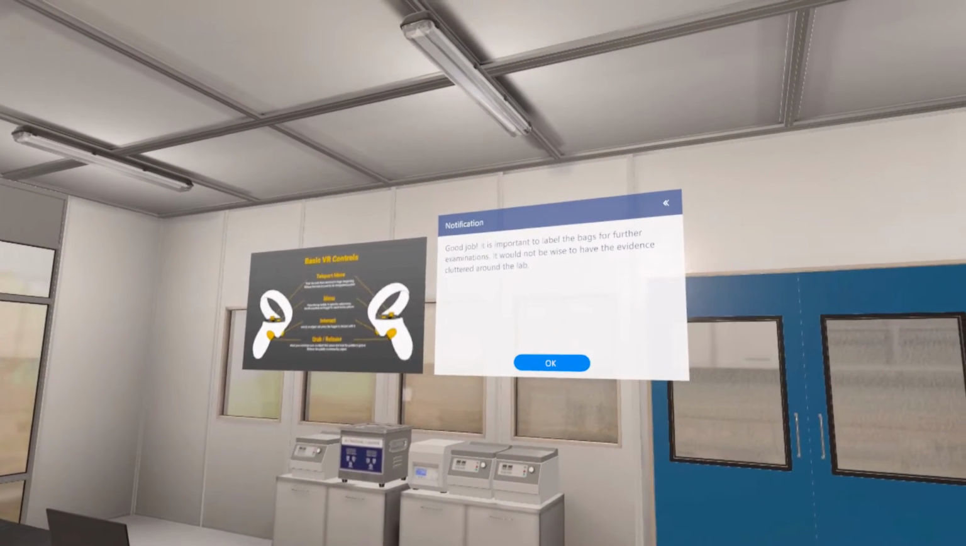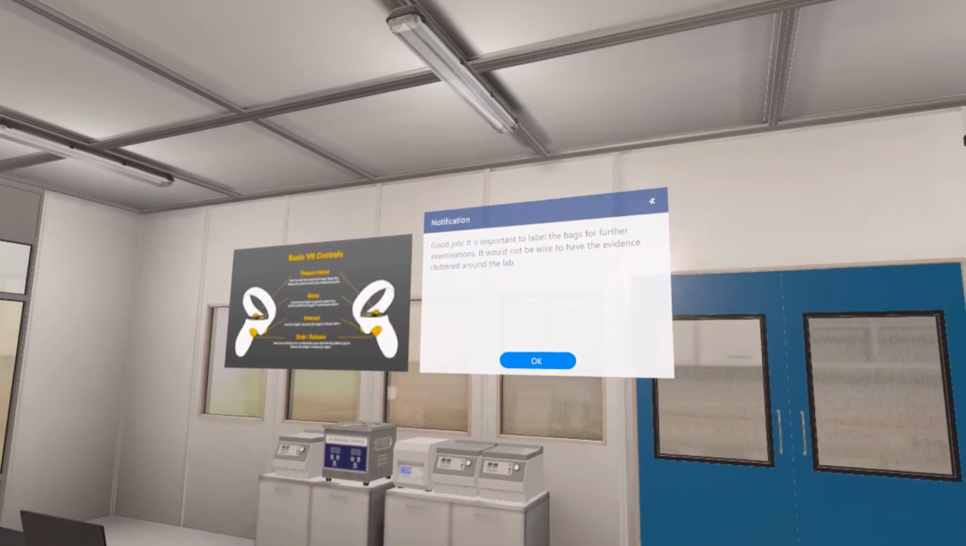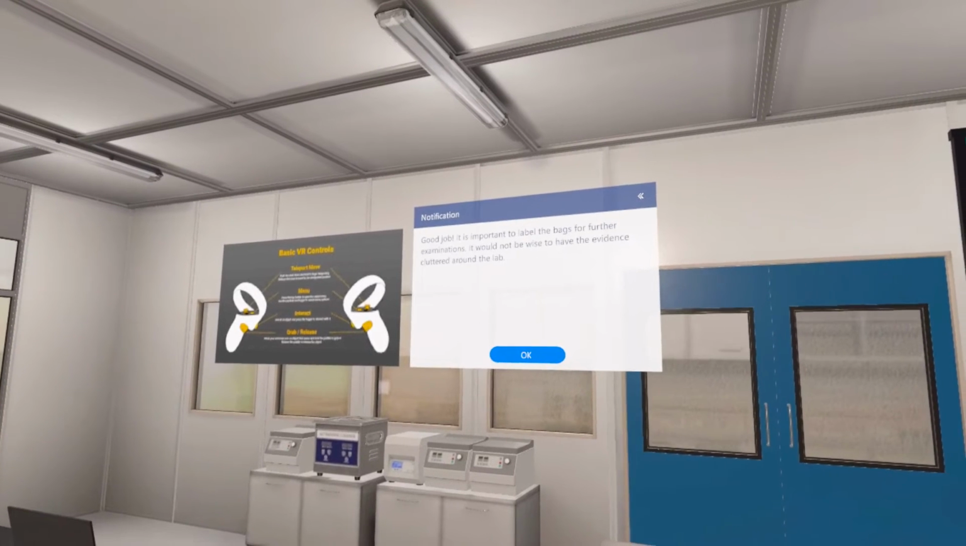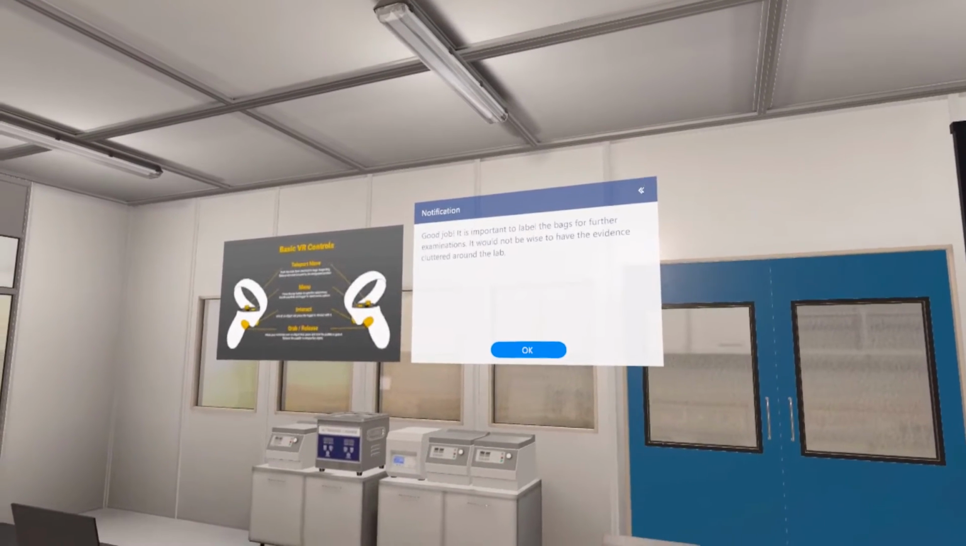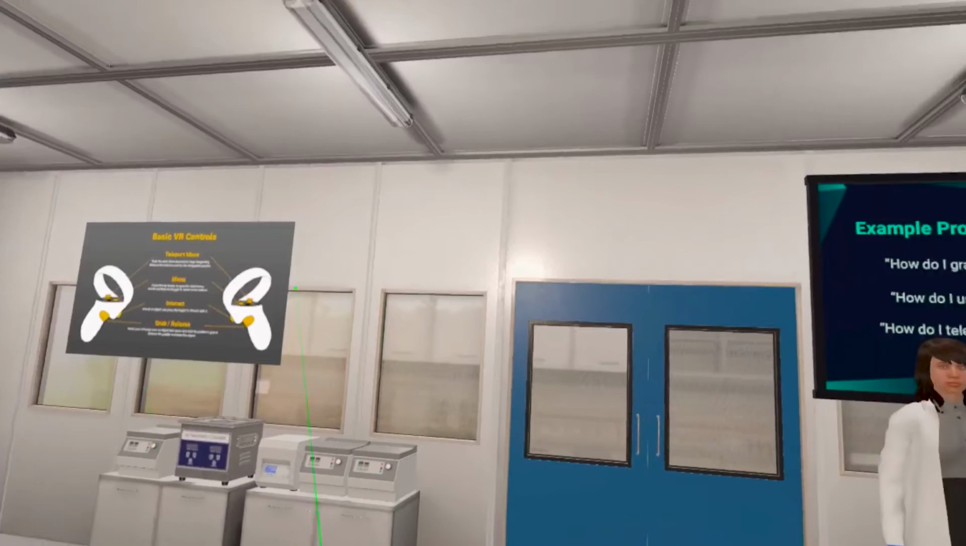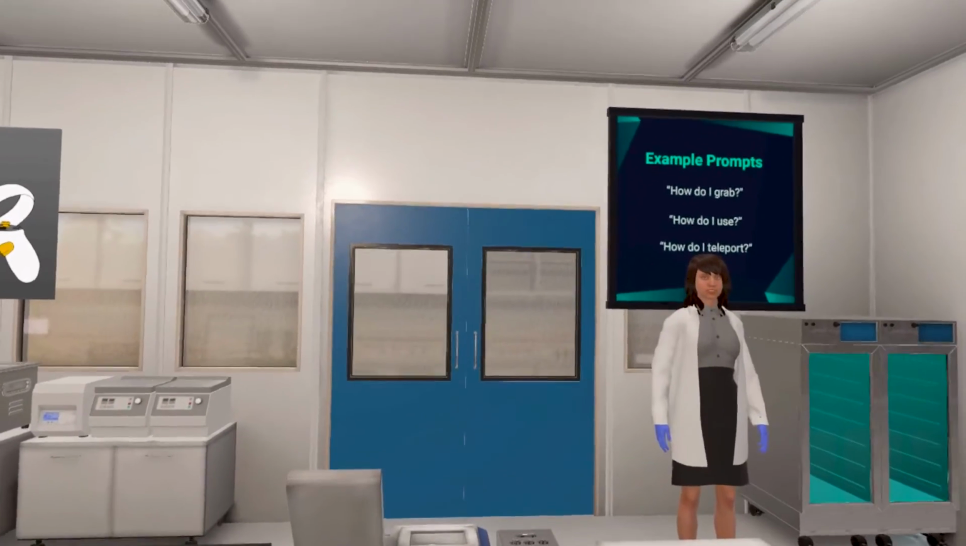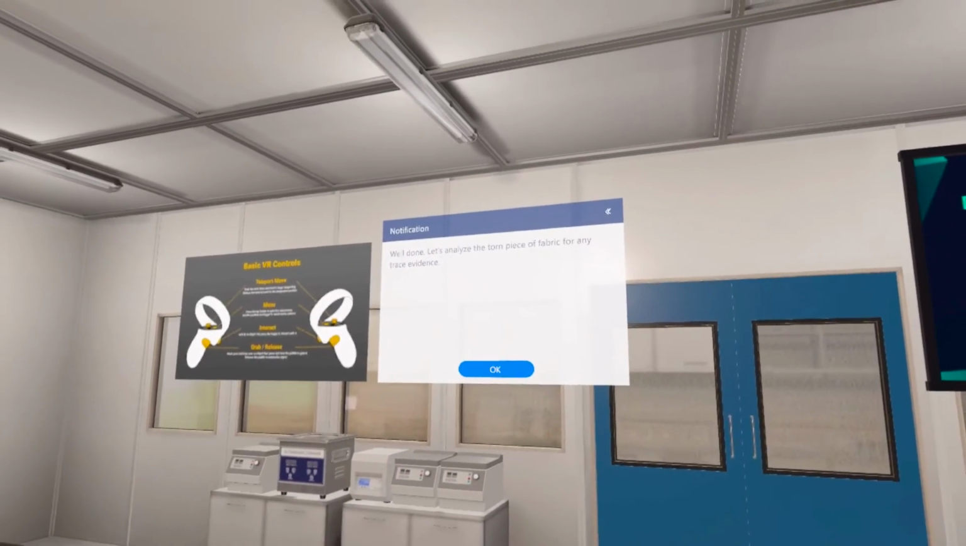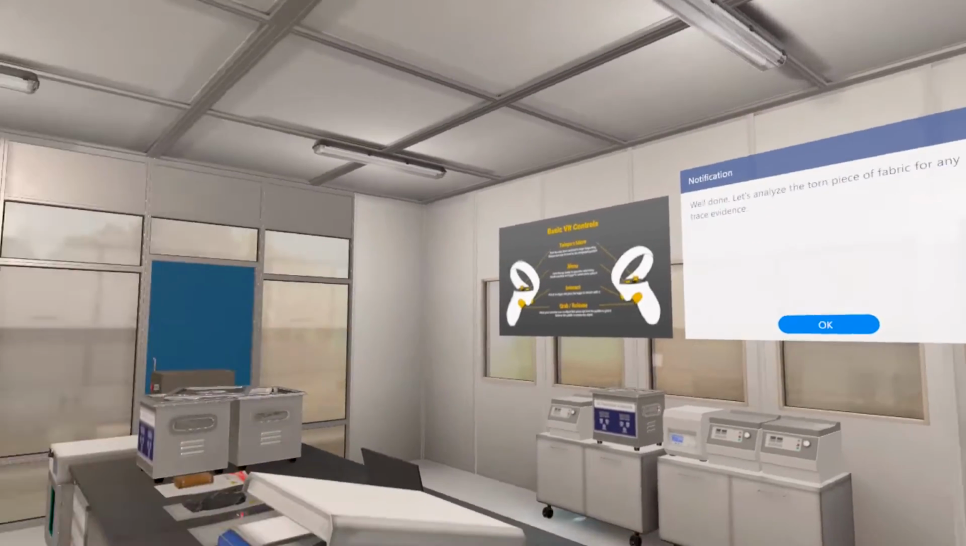Good job! It is important to label the bags for further examinations. It would not be wise to have the evidence cluttered around the lab. Well done. Let us analyze the torn piece of fabric for any trace evidence.